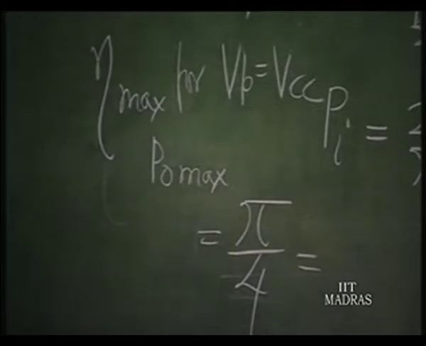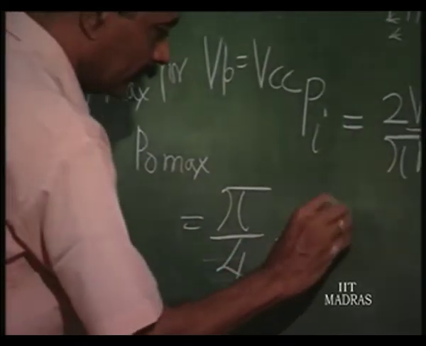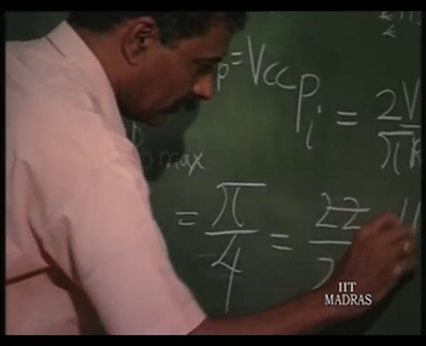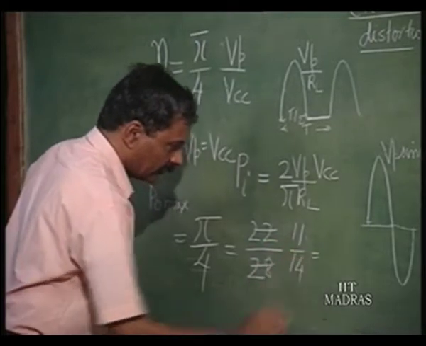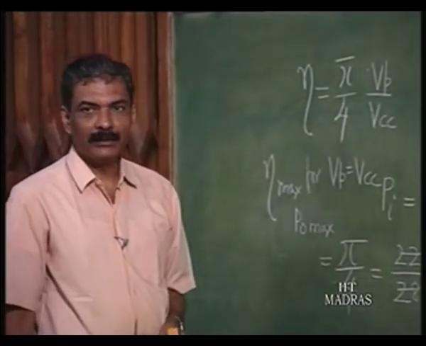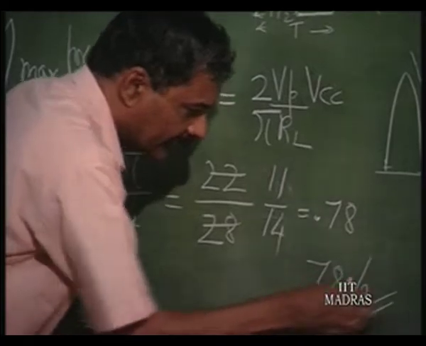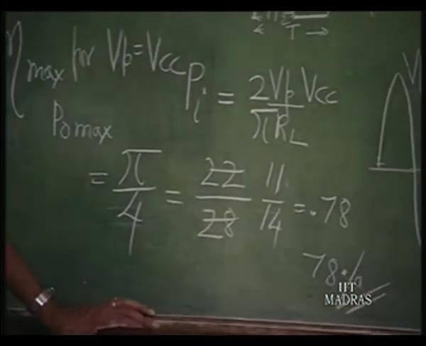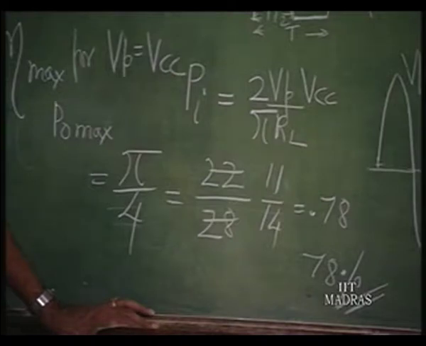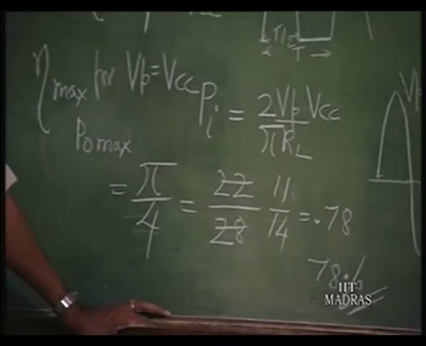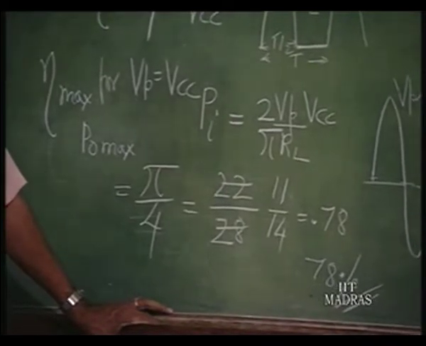What is pi by 4? Pi is 22 by 7, or 11 by 14. It is going to be 0.78 or about 78% efficiency. This is the best possible efficiency you can think of for a class B power amplifier. That is when you are getting the maximum output power. So, it is always less than 78%.